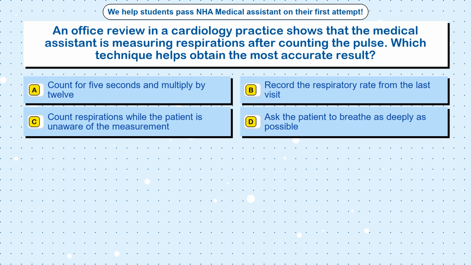Question 20. An office review in a cardiology practice shows that the medical assistant is measuring respirations after counting the pulse. Which technique helps obtain the most accurate result? Option A, count for 5 seconds and multiply by 12. Option B, record the respiratory rate from the last visit. Option C, count respirations while the patient is unaware of the measurement. Option D, ask the patient to breathe as deeply as possible.